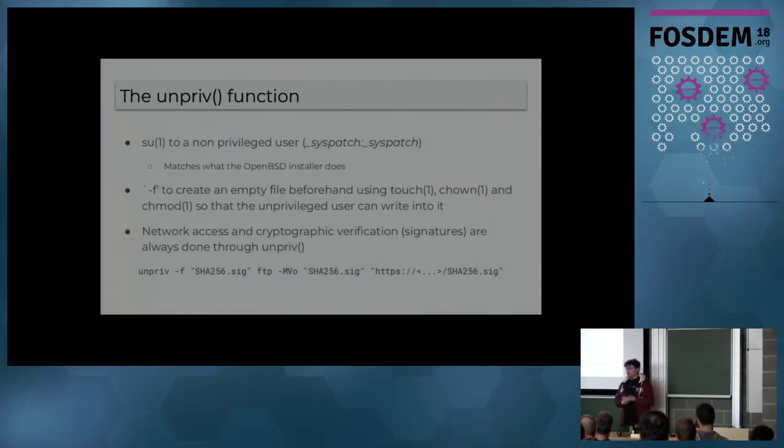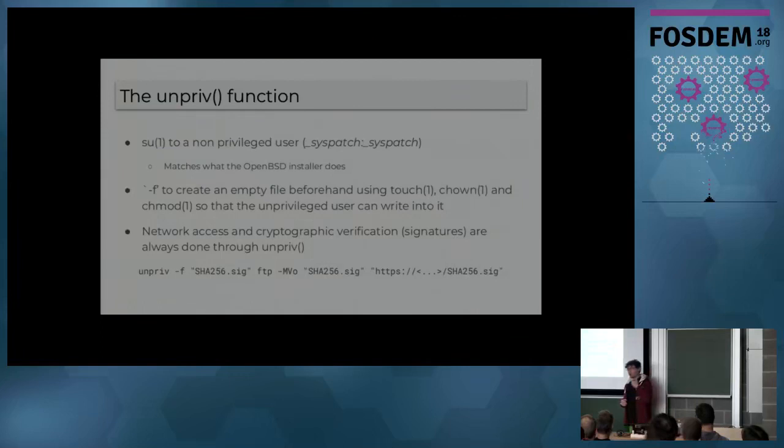Within the script, we implemented a small unpriv function. This function is used to lose privileges while doing some sensitive stuff, like going online or doing cryptographic verification. So it's really stupid. We're using our own su to do that. We drop privileges to a user called _syspatch, and then we do the dangerous stuff. That's exactly what the OpenBSD installer does, and we wanted to mimic that behavior.